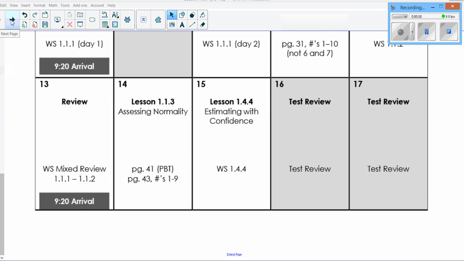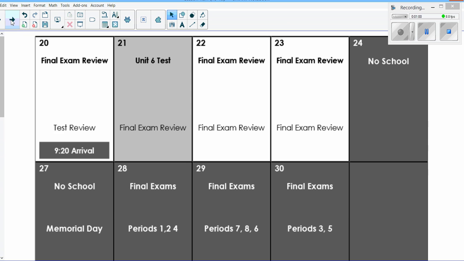You can see we have 2 days on the test review, so the test would be the following Monday, but I don't want to test on a Monday short schedule, so we'll work on final exam review stuff that day, and then you can work on the test review for homework, and then your test will be on Tuesday, so you actually get an extra day for working on your test review.